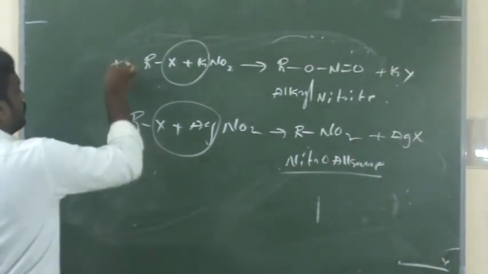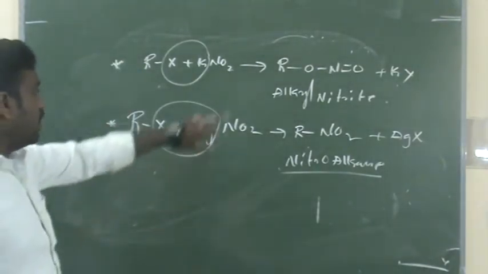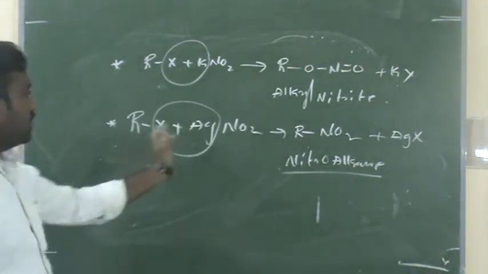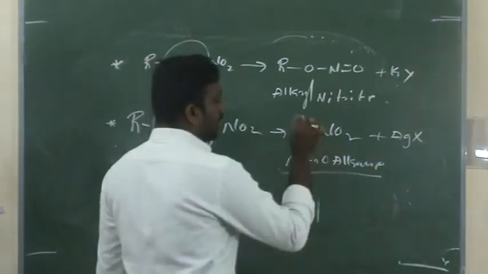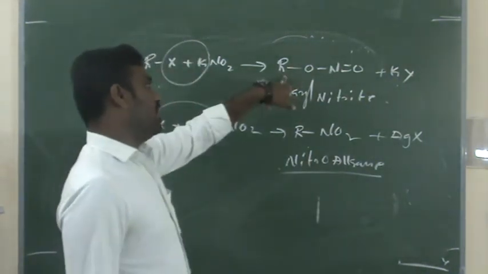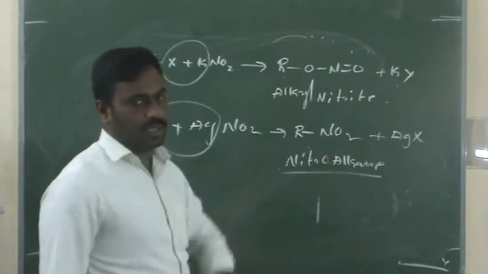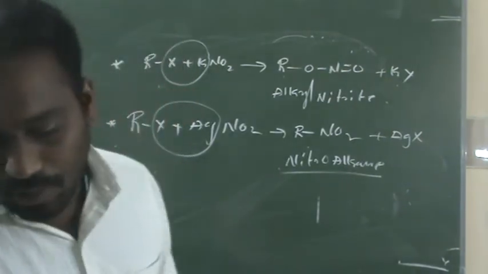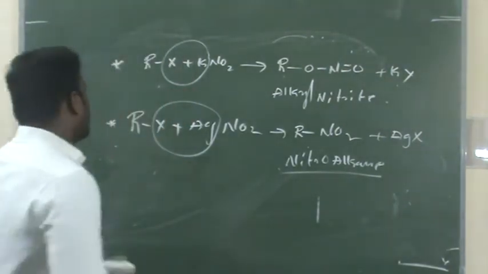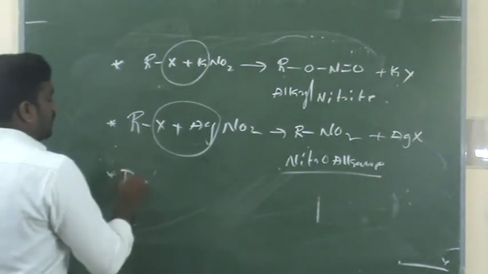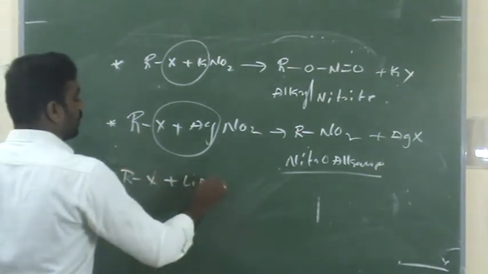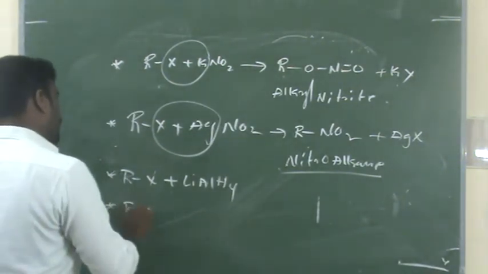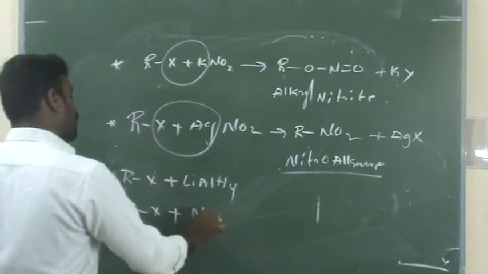Okay. So when RX reacts with KNO2, formation of what? Alkyl nitrite. The same RX can react with AgNO2, forming nitroalkane. Here the bond is between R and O, and here the bond is between R and N. Nitroalkane and alkyl nitrite, these are the most important nucleophilic substitution reactions. And some more are there when RX is reacted with lithium aluminum hydride, and the same way when RX is reacted with NaOH.